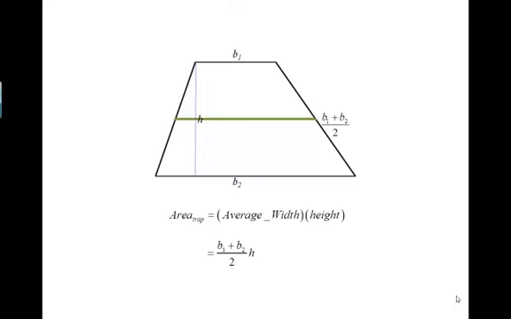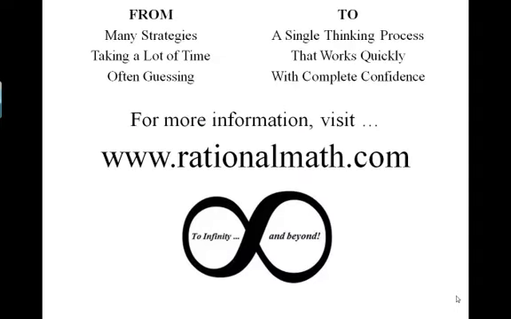Three different methods to reason through visually the area of a trapezoid. Forget the formulas for all three. Forget the formula area of trapezoid equals h over 2, quantity b1 plus b2. Forget it all. Think about visual reasoning.